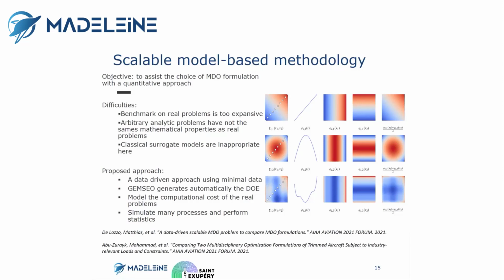So it's not a classical surrogate model that tries to approximate exactly the function. Also, this kind of surrogate cannot be changed in the input and output dimensions, so this is why they are inappropriate. They do not approximate the function, but they capture some properties. So GEMSEO allows us to automatically build the DOE and generate the MDO process according to these scalable models. Once we have those processes, we simulate a lot of them by introducing randomness in the problem to perform statistics.